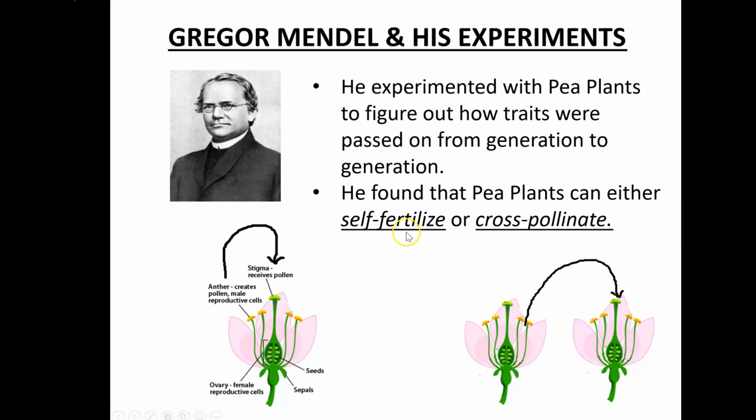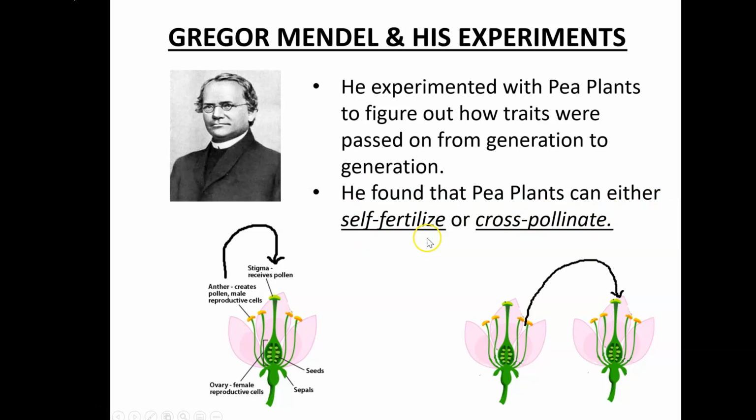And so he experimented with pea plants to figure out how traits were passed from one generation to the next. The reason why he chose pea plants was for several reasons, but one of the most important was that they were able to self-fertilize or cross-pollinate.